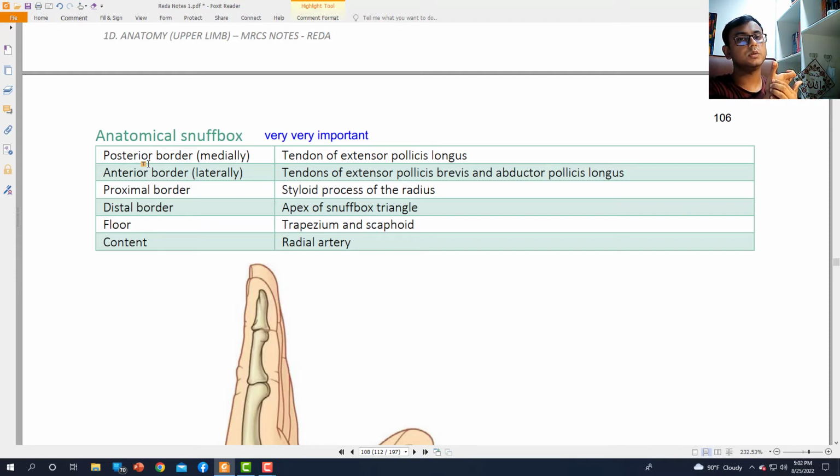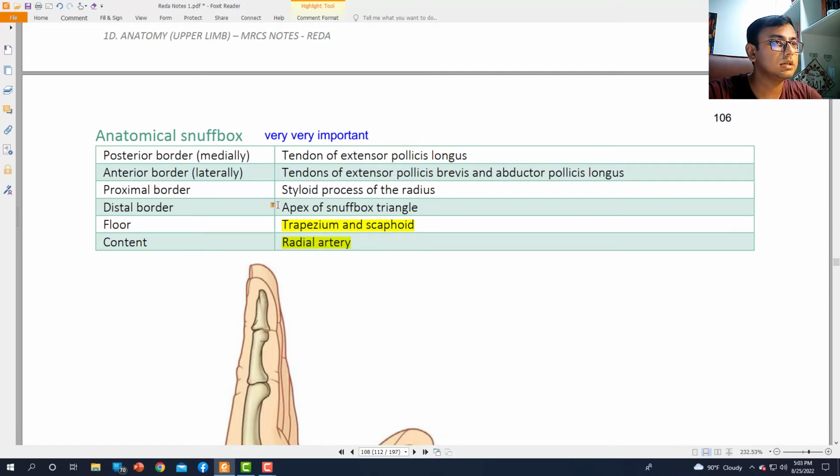There are 3 muscles, 2 present laterally, 1 medially, and there is a triangular area which forms the anatomical snuffbox. It has borders: posterior border, anterior border, distal border, floor and contents. The content is the radial artery, first you must know, and the floor is composed of 2 bones, scaphoid and trapezium. The scaphoid bone is usually fractured, and avascular necrosis occurs. At the distal border, the apex, 3 muscles are united with each other.